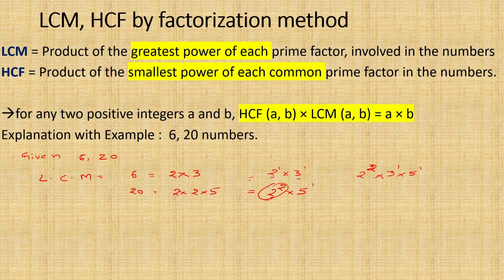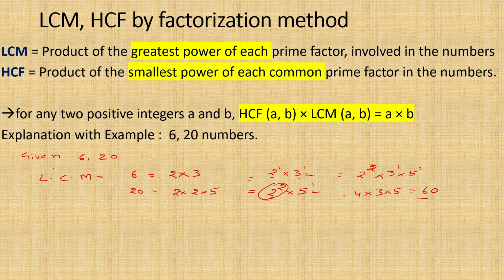That is, if a factor exists in both numbers, we take the greatest power. 2 power 1 and 2 power 2 means we take 2 power 2. If one factor does not exist in a number, whatever existing factor we write the same way. Okay. So here LCM is equal to 2 power 2 into 3 power 1 into 5 power 1, that is 4 into 3 into 5, that is equal to 60. 60 is the LCM.